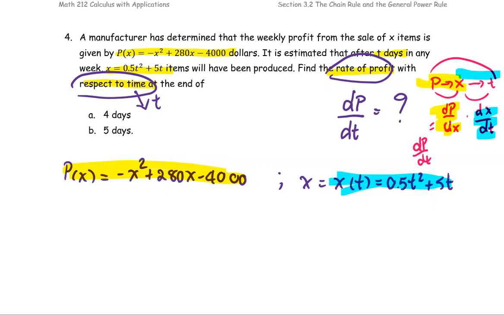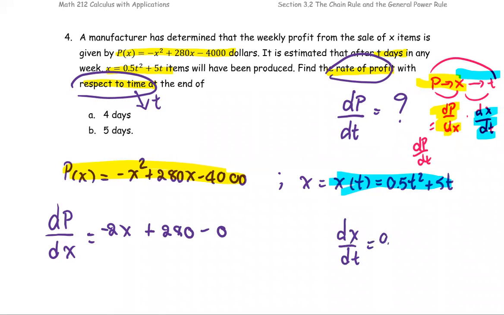For the first layer, we find the derivative of the profit with respect to x. x is the item. Do it as you have to do for the derivative. When you have 3 terms, you find the derivative of each term one by one, using the appropriate rule. The derivative of negative x squared is negative 2x, the second term gives 280, and the last term is 0. And the derivative of x with respect to t is 0.5 multiplied by 2t plus 5.